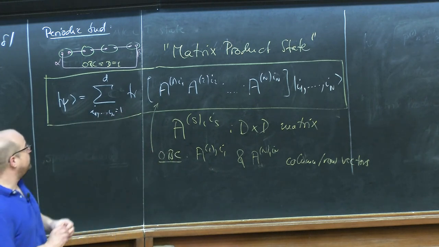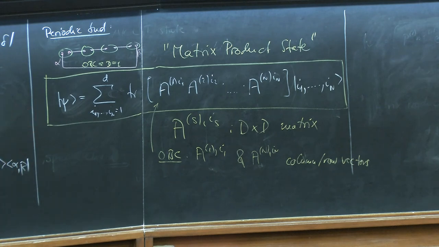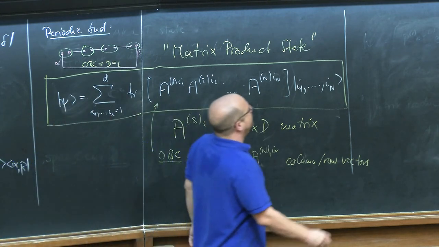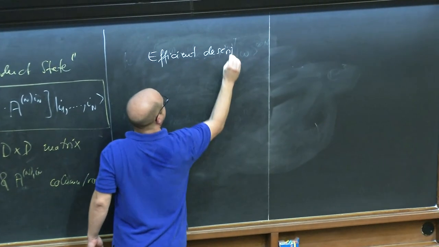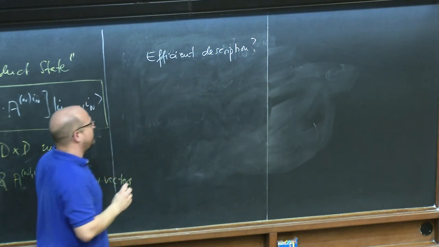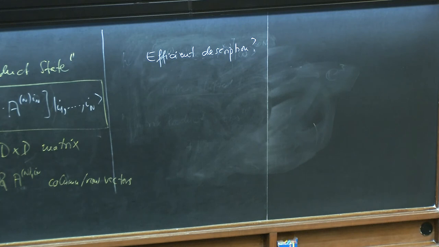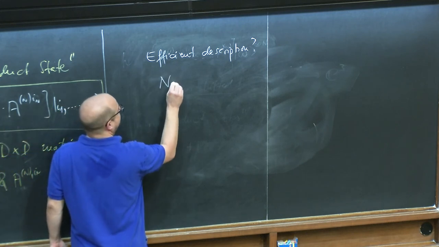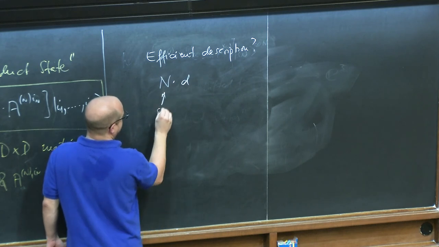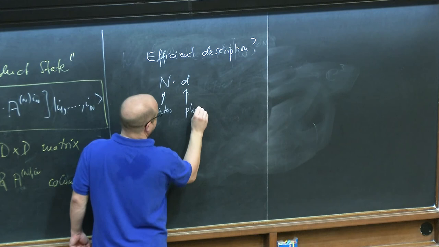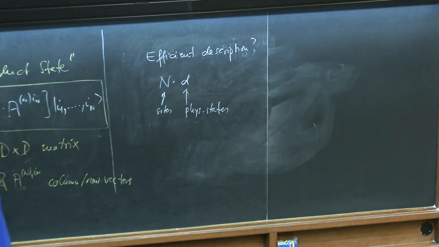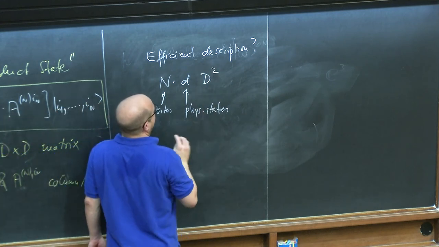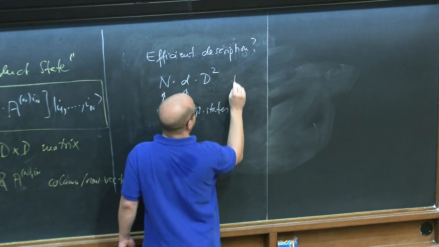Okay, so before I conclude, let me just very briefly say, well, we wanted kind of a succinct and efficient description of states with an area law. Is this description efficient? Well, how many parameters do we have in the simple case where all matrices have the same size? Well, we have N sites, we have d physical states, and to each site and to each physical state, we need to specify a D by D matrix. So we have D squared parameters.